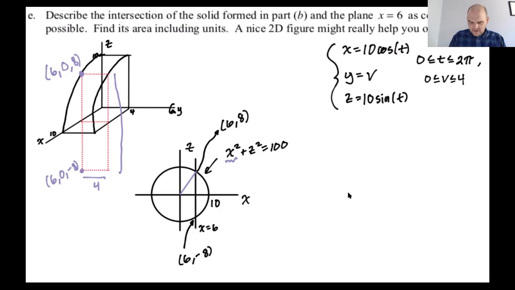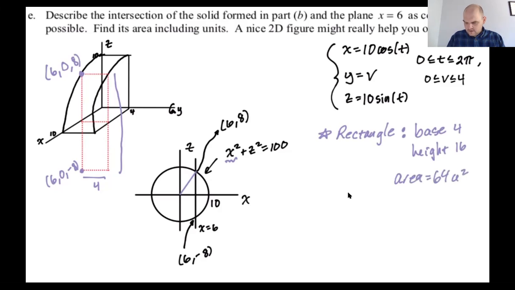All right, let me describe my intersection. It's going to be a rectangle that has a base, I guess, of 4 and a height of 16. And so it has an area of 64 units squared. Okay, so that's pretty good.